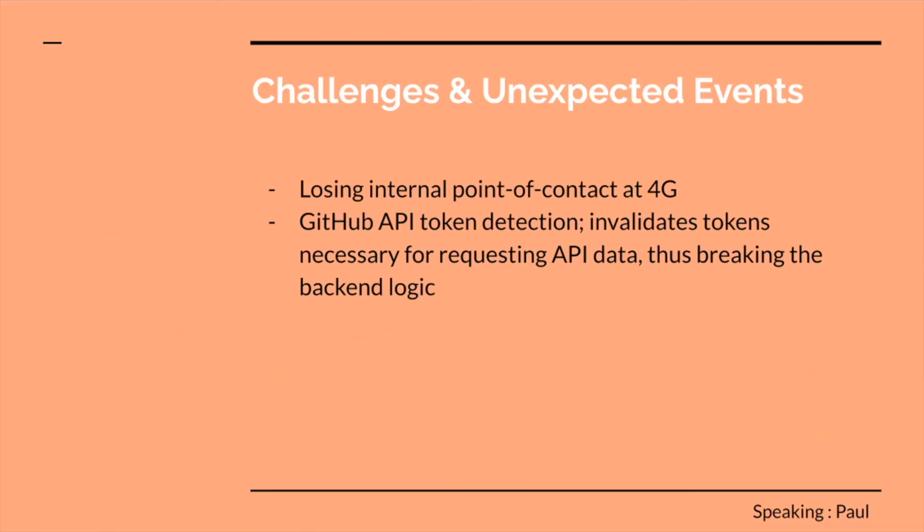This set us back quite a bit and slowed us down because it took longer to get critical information regarding the project. But we were able to get back on track and overcome this hurdle by planning ahead, sharing ideas, and staying optimistic. We also struggled for a bit trying to set up the API tokens because GitHub token detection would invalidate tokens necessary for requesting API data, which would break our backend logic. We found a workaround for now, but this is something that 4G would definitely need to consider.